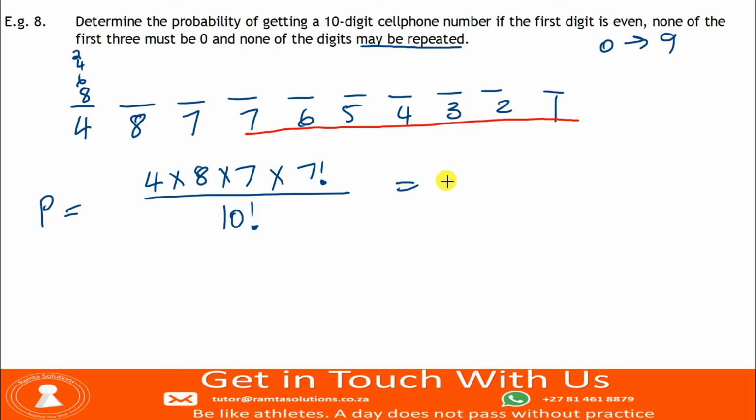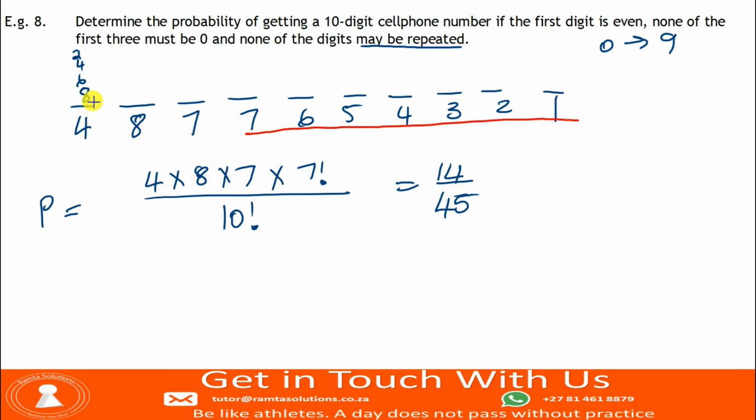What is it? 4 times 8 times 7 factorial over 10 factorial. What is our answer? Our answer is simply 14 over 45. Interesting, eh? Very interesting. Remember, there are no zeros here.